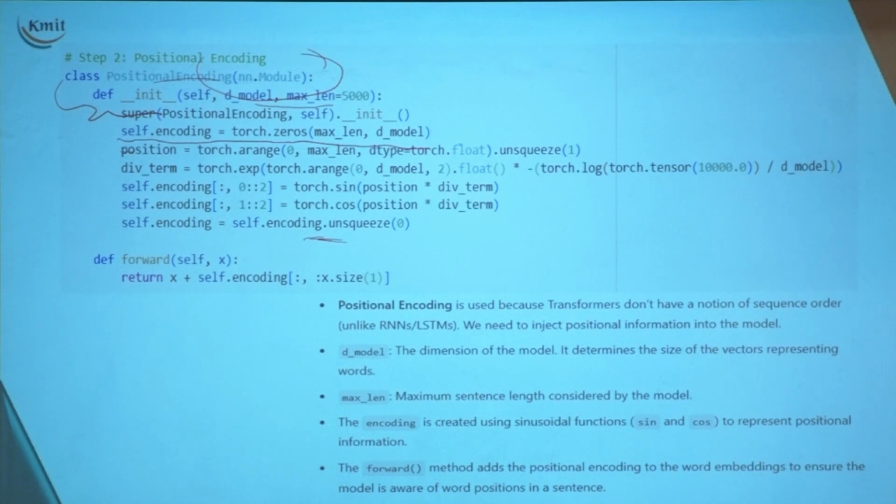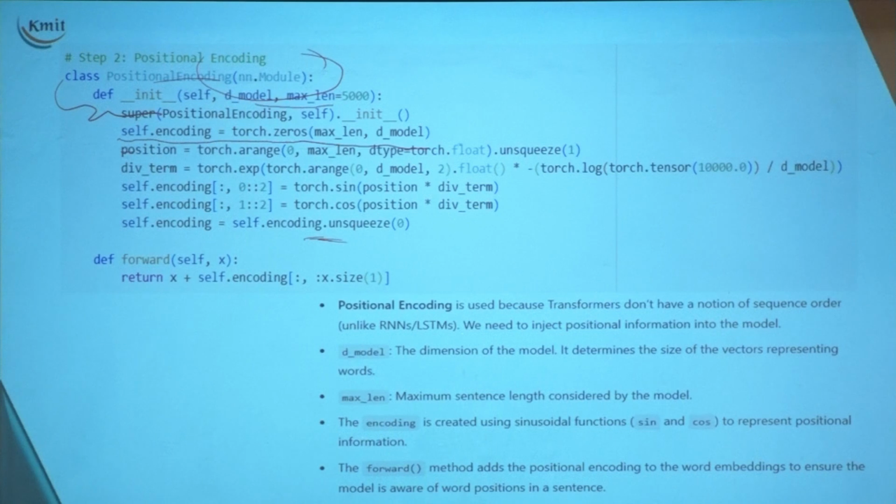Unsqueeze of 0 will add an extra dimension at the start of encoding to make it more compatible for broadcasting when we add that to the input embeddings in the forward pass. Okay. Now, what do you see after that?